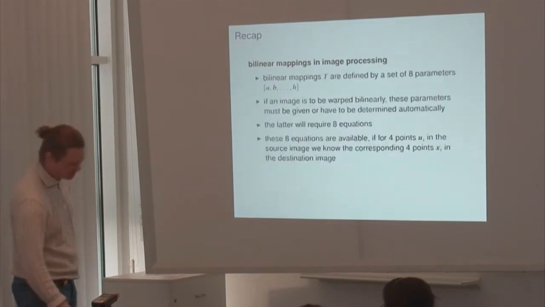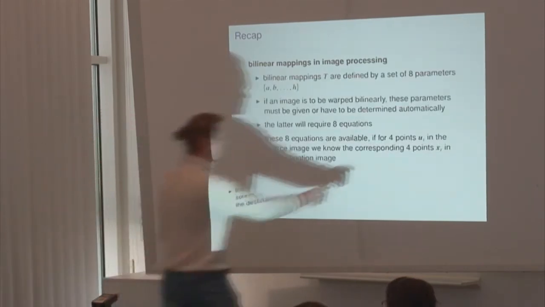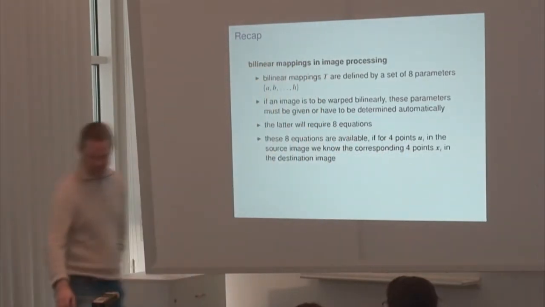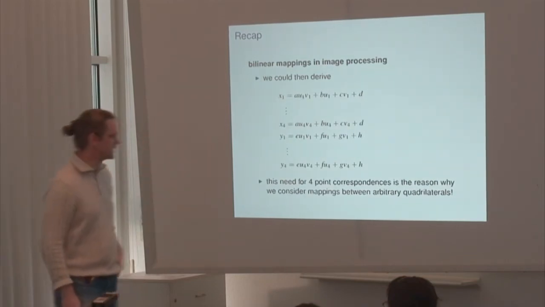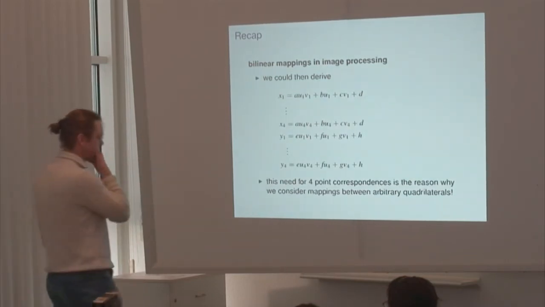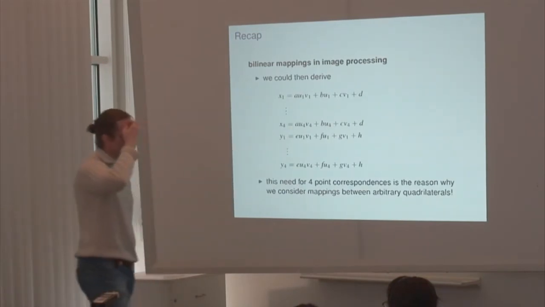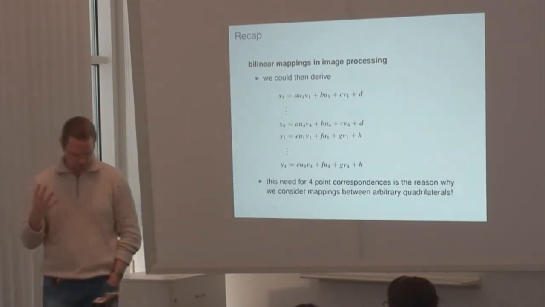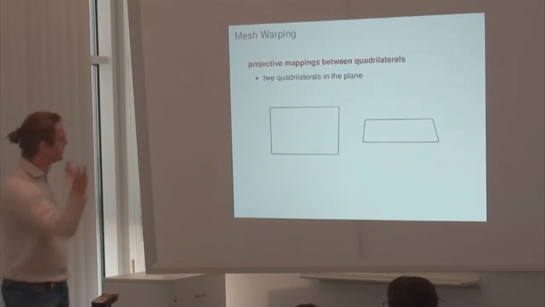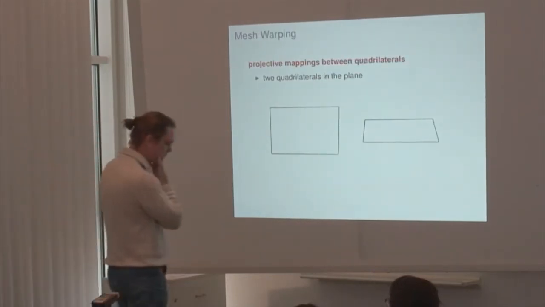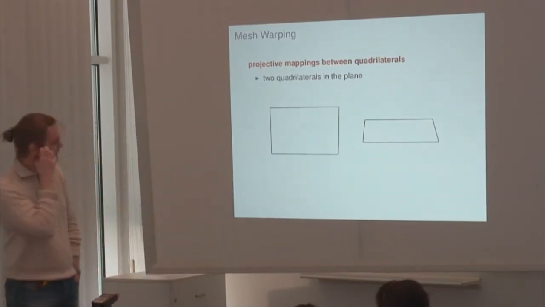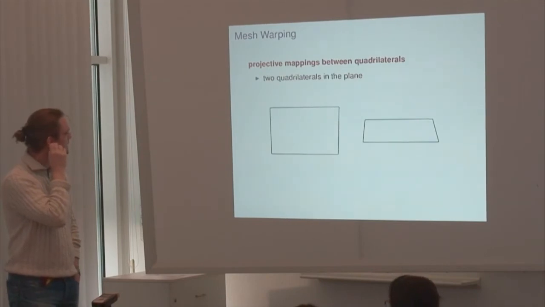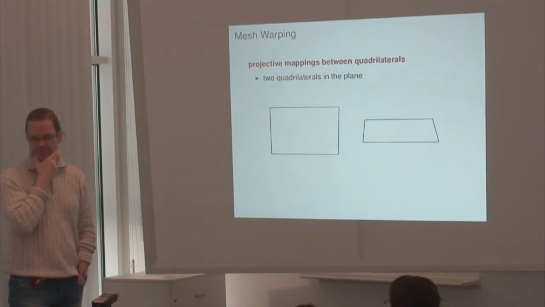Yeah, and if we would have 4 points u_i and 4 points x_i, then once again we can identify them, and there are these 8 equations I've been talking about, and therefore, well, it is a good idea to have 4 point correspondences. Okay, that was about bilinear maps, and now we will look into something else, namely into the idea of projective maps between quadrilaterals.